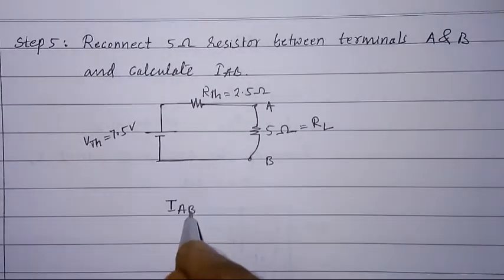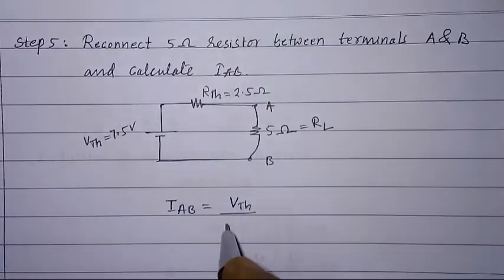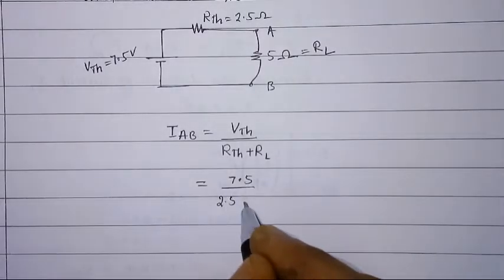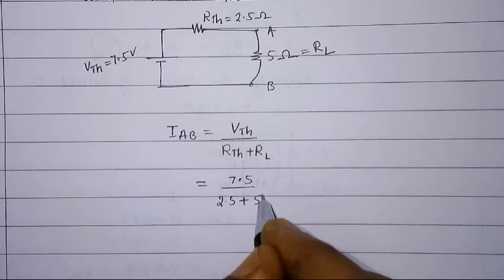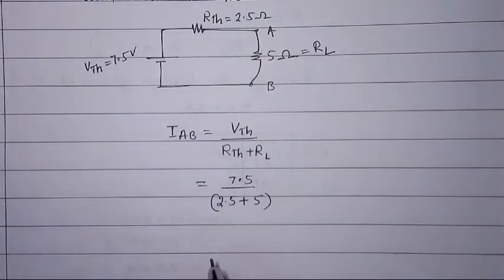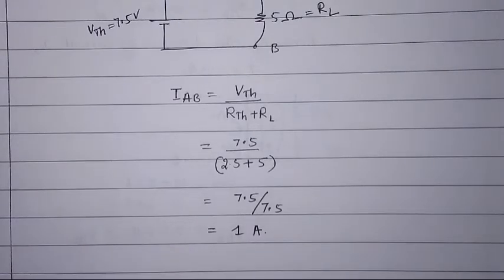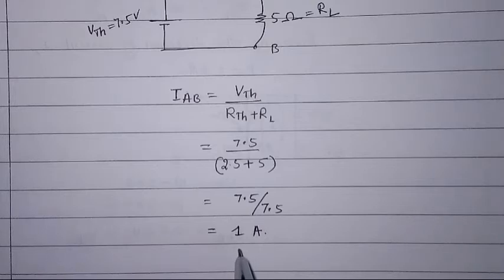I will write IAB equal to VTH divided by RTH plus RL, that is equal to 7.5 divided by 2.5 plus 5, which is 7.5 by 7.5 equal to 1 ampere, and the same result we had obtained when we solved this problem using the superposition theorem.